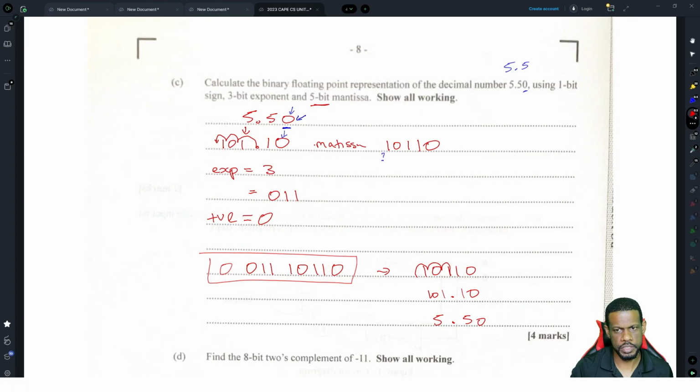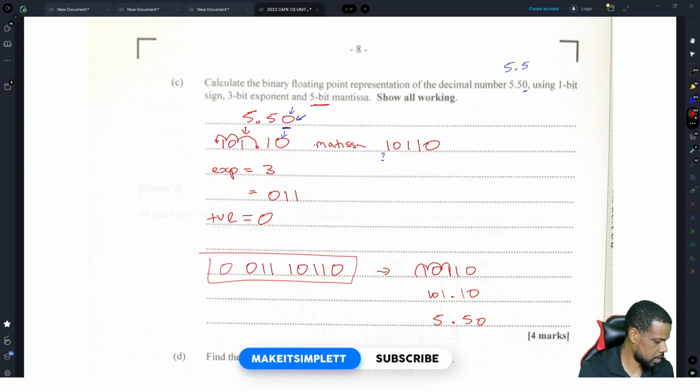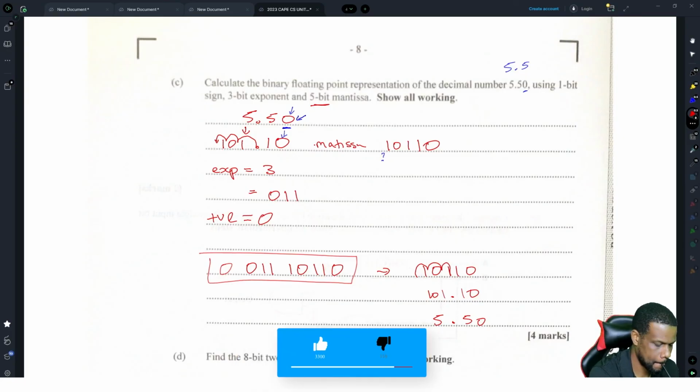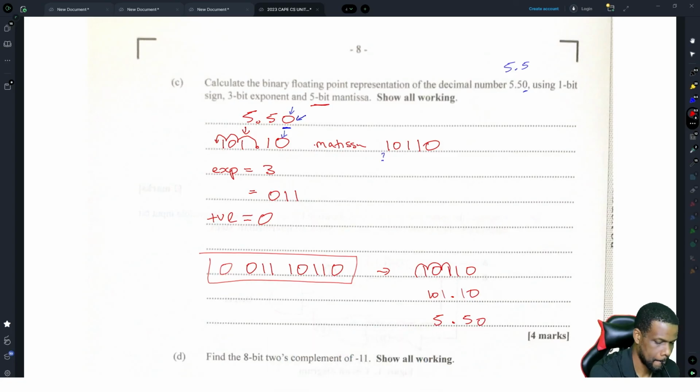Hold on, let me just Google something real quick. 5.50 using SEM. I'll Google it right now. Yeah, we'll stick with this answer.